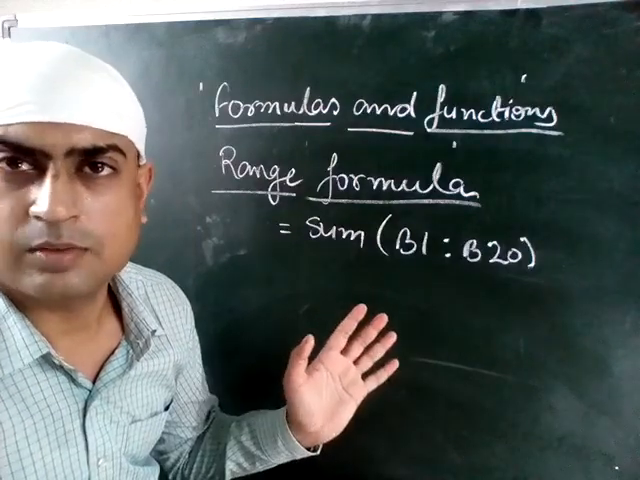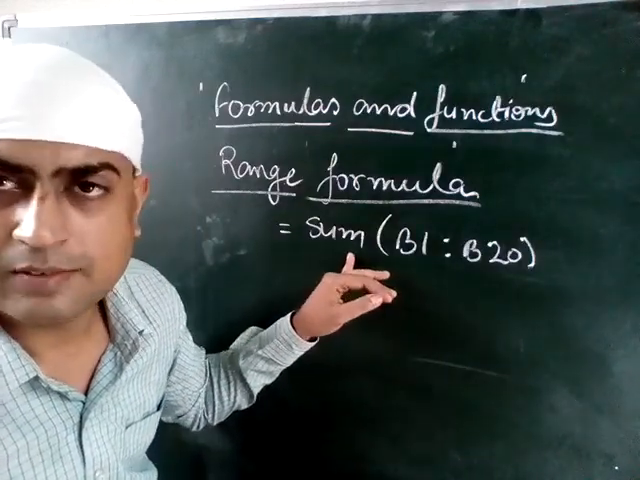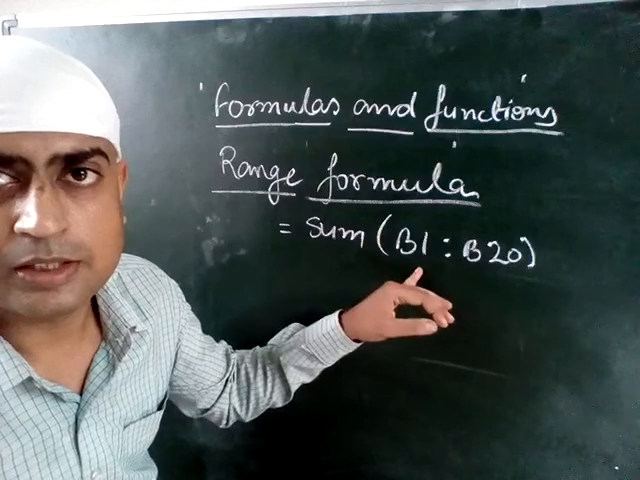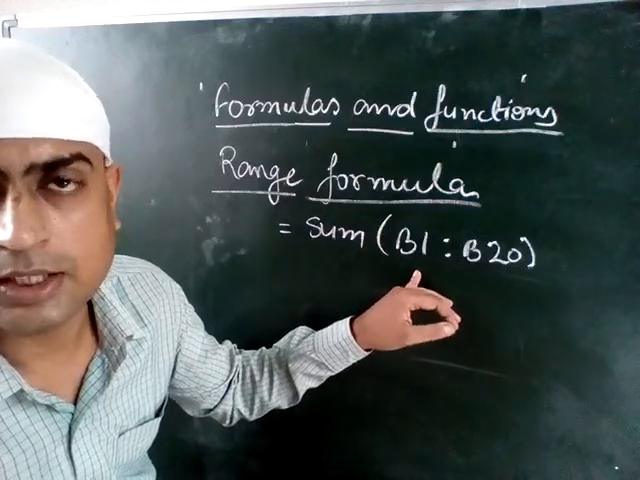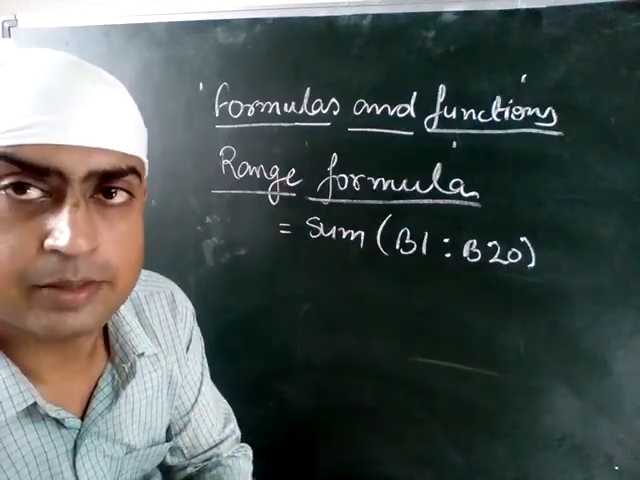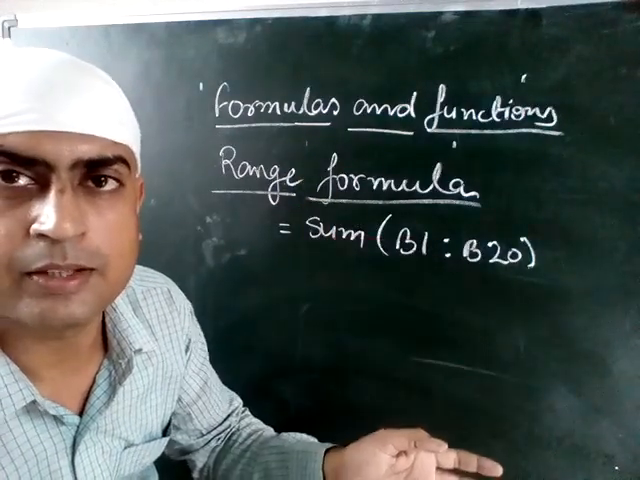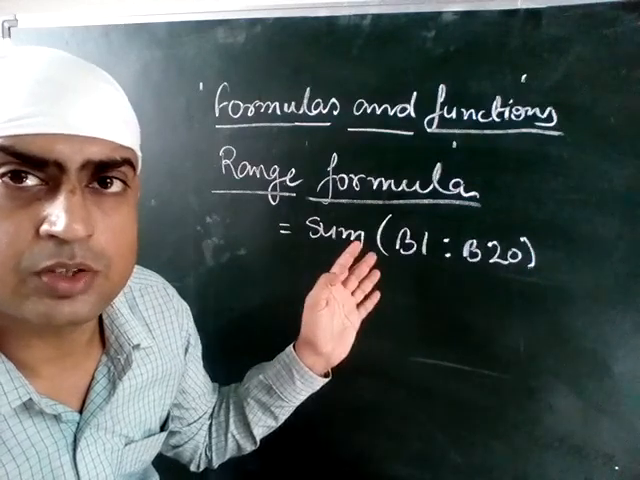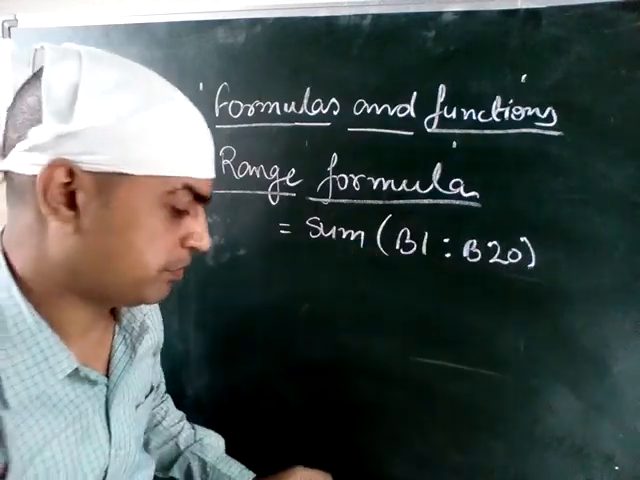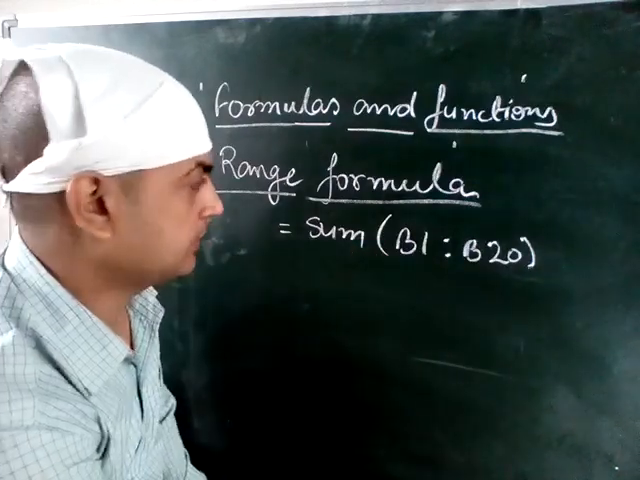Now what is the meaning of this? Sum is a function and this B1 is the starting range and colon will define the range, means from B1 to B20 the value will be calculated, from B1 to B20. This is called range formula. I hope you understand this.